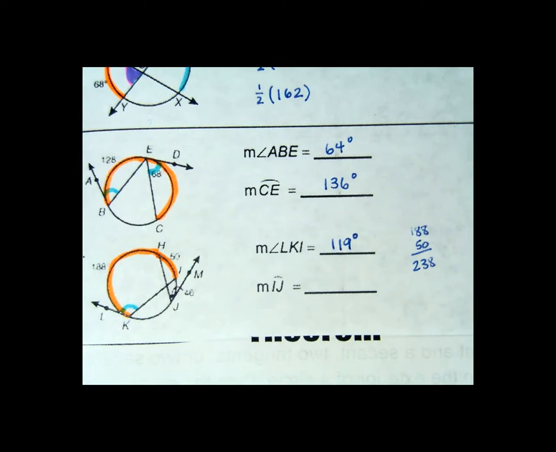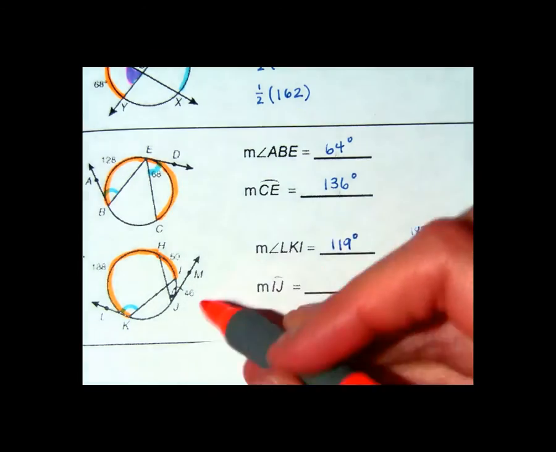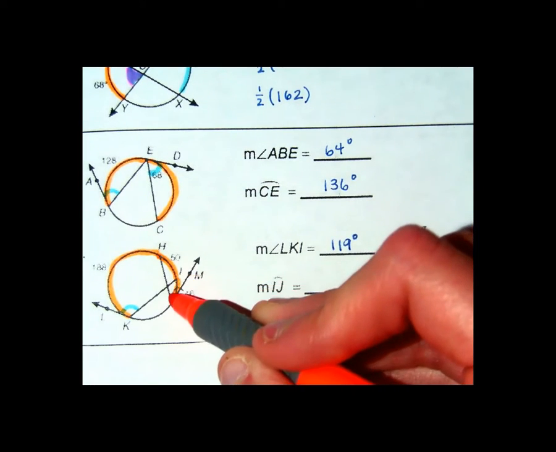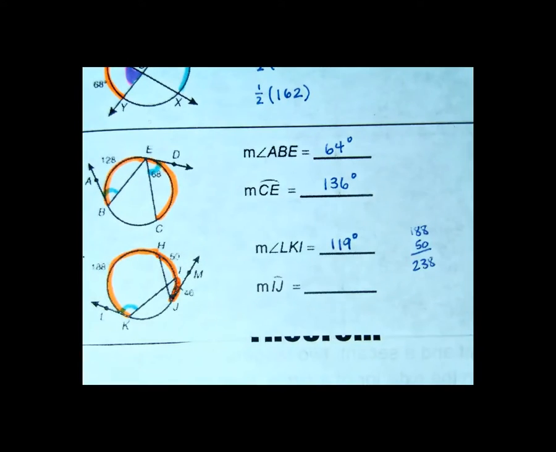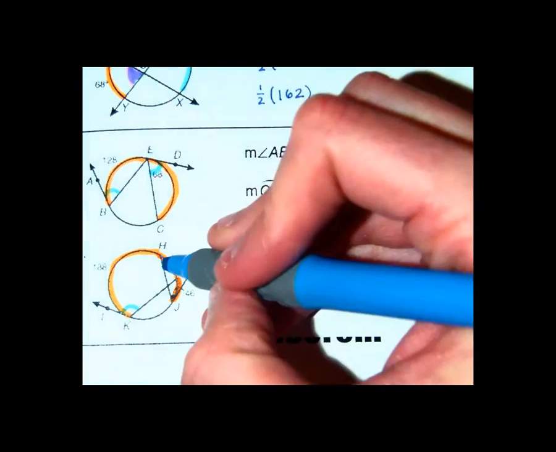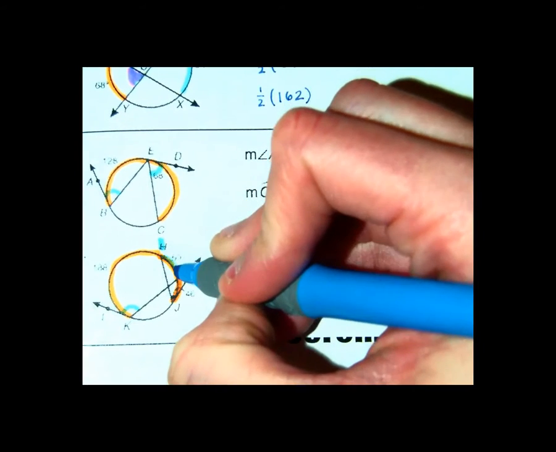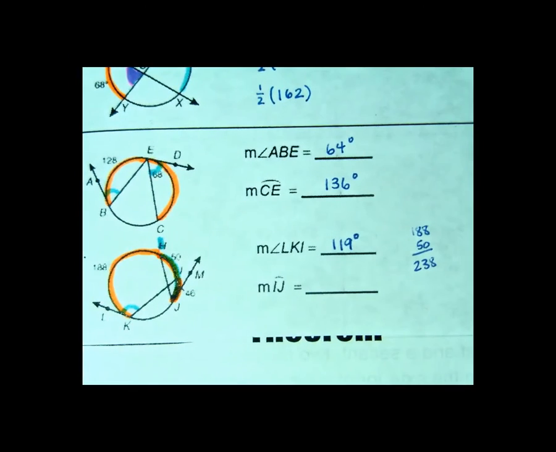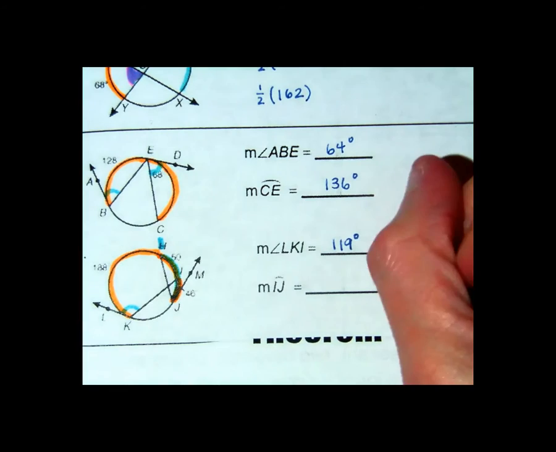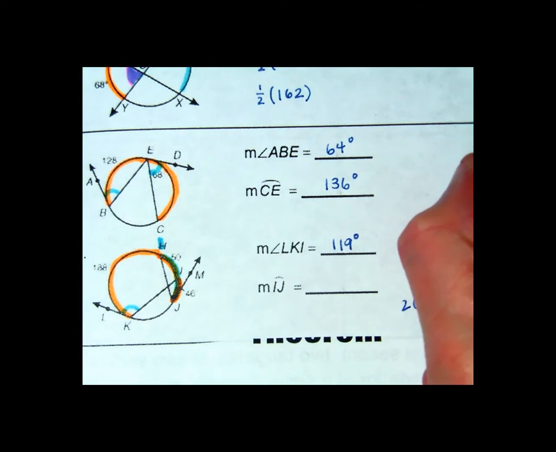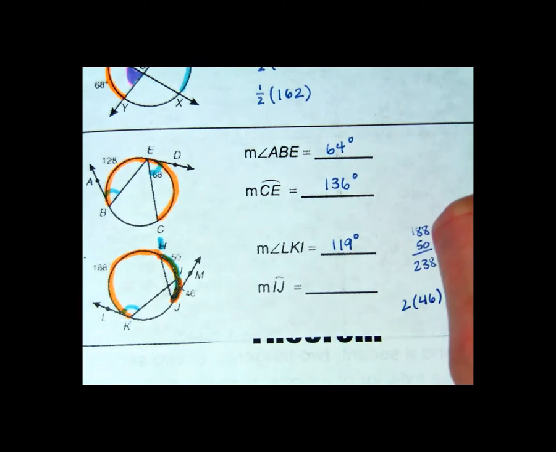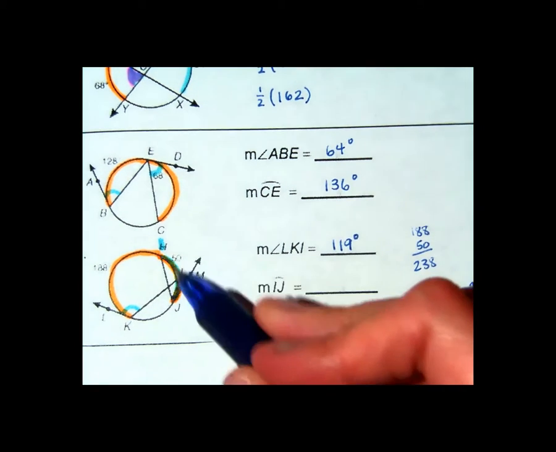Alright, and then how about IJ? If I highlight it, then it's like the whole thing there. This piece right here. Okay, 2 times 46. That's going to tell us this whole thing right here, right? HJ? Okay, so 2 times 46, 92, is this whole piece right here.